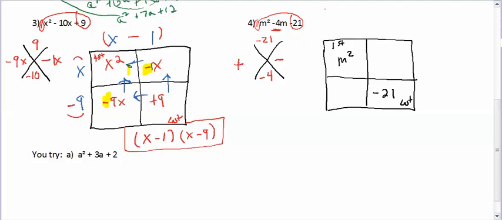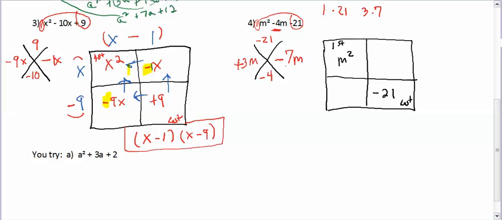Okay, then I'm going to go 1 and 21. Doesn't work. 2, no. 3 and 7. Okay, so one's going to be negative, one's going to be positive. Well, 7 minus 3 is 4. So I know it's going to be 7 and 3, but then I have to determine which one's going to be the 7 and which one's going to be the 3. Well, I want to get a negative 4, so the 7 must be bigger.